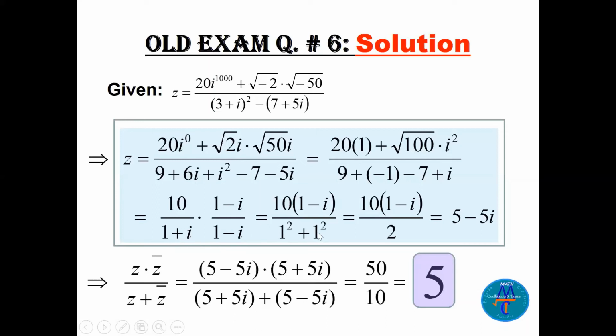1 squared plus 1 squared, so that's 2. 10 divided by 2 is 5. So 5 minus 5i. What is this? This is z, 5 minus 5i.